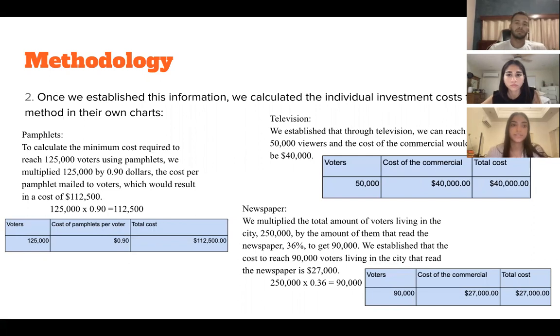So for step 2, once we established this information, we calculated the individual investment costs for each method in their own charts. So for the pamphlets, we can see that it would be $112,500 for the voters. For the television, we would see that the total cost would be $40,000 for the amount of 50,000 voters. And then for newspaper, we see that we multiply 250,000 by 36% or 0.36 to get the reach of 90,000 voters, which would cost $27,000.